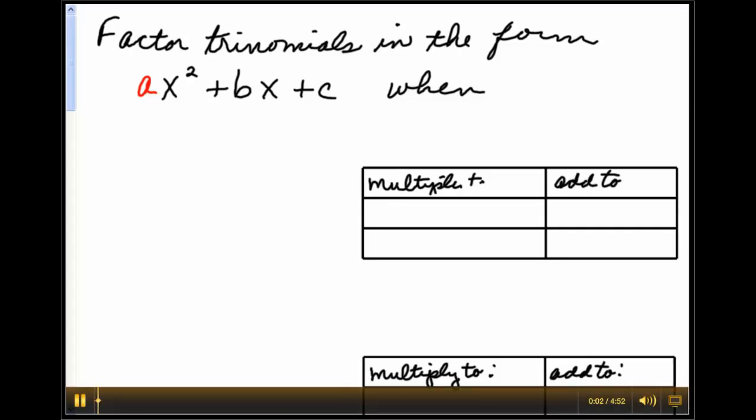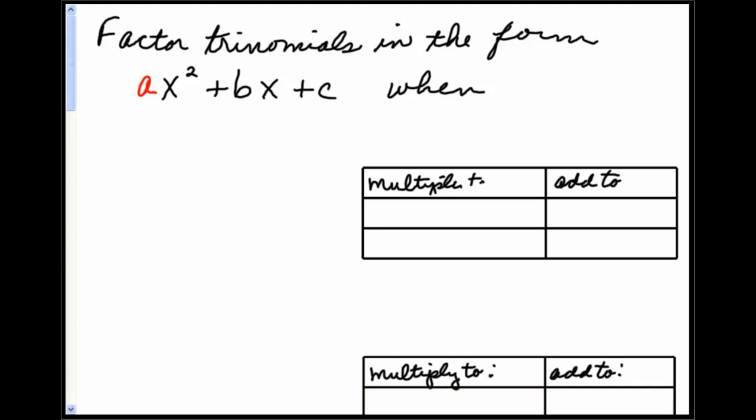Factor trinomials in the form ax squared plus bx plus c when a, the coefficient of x squared, equals 1. This technique will only work for these types of trinomials.